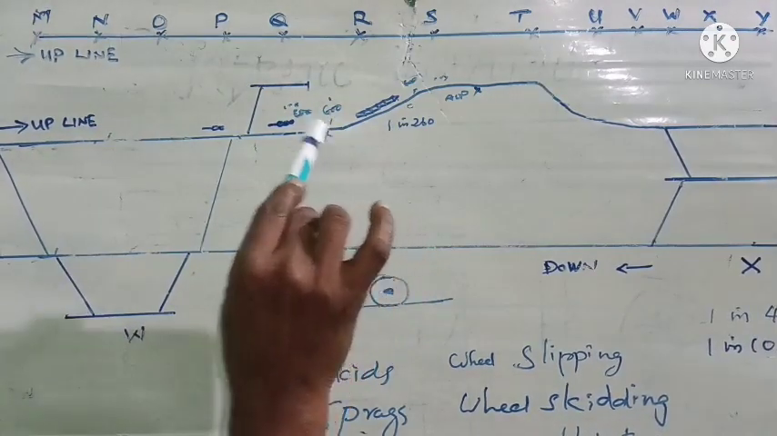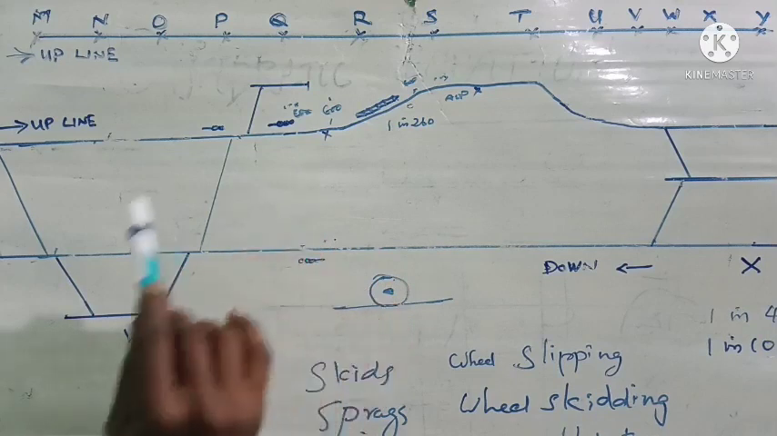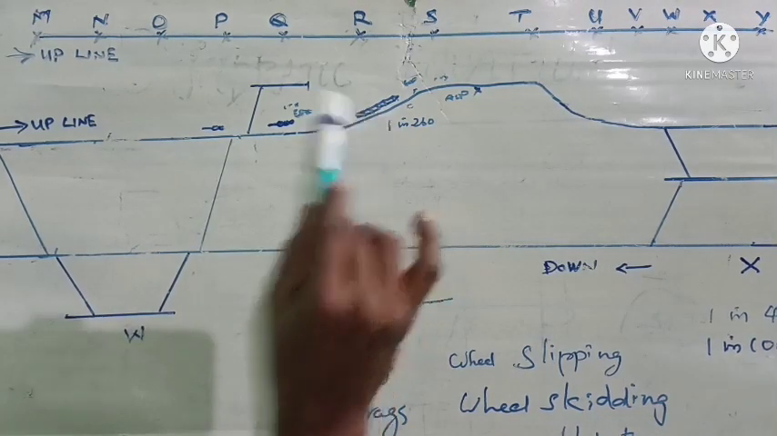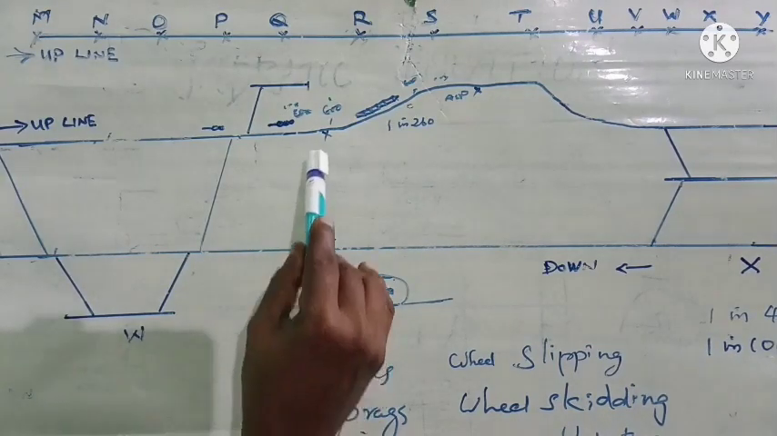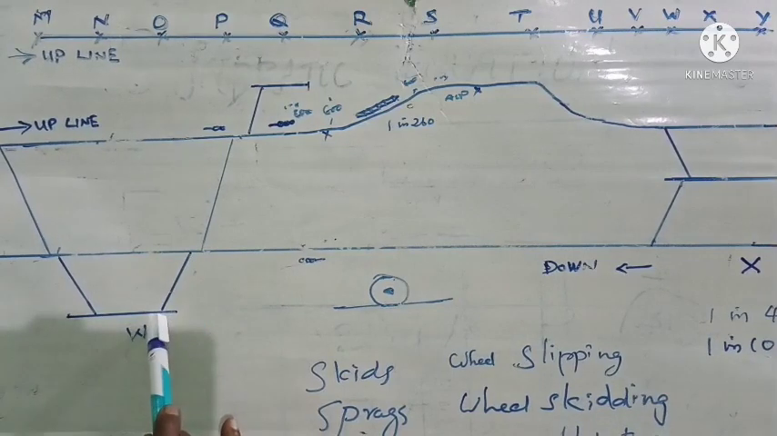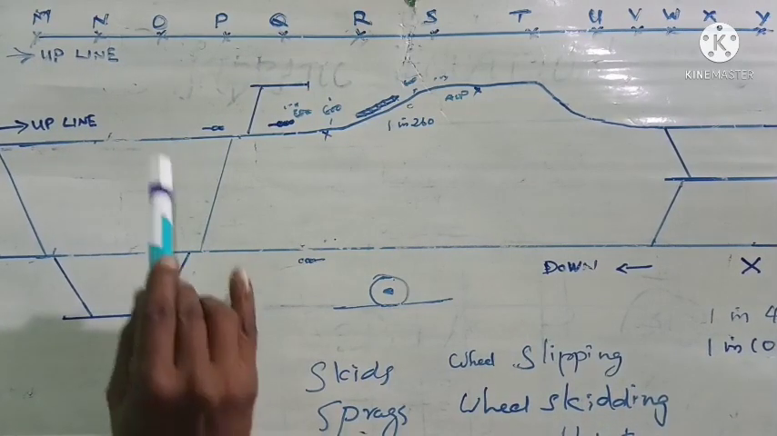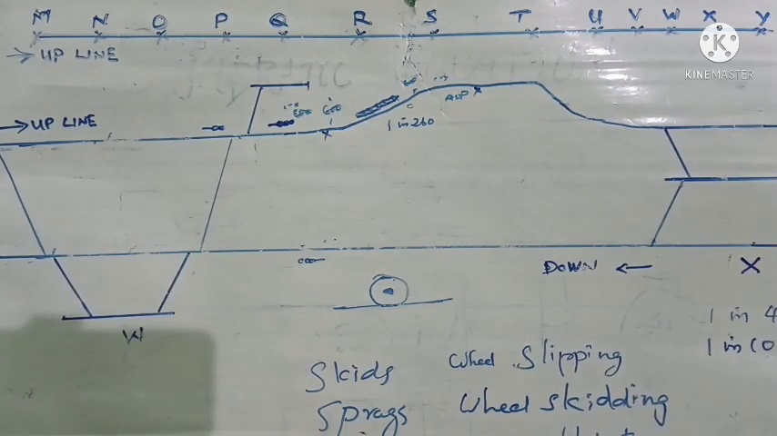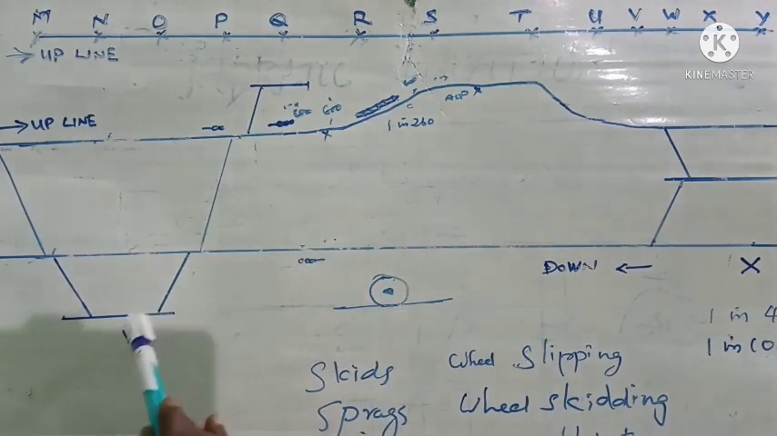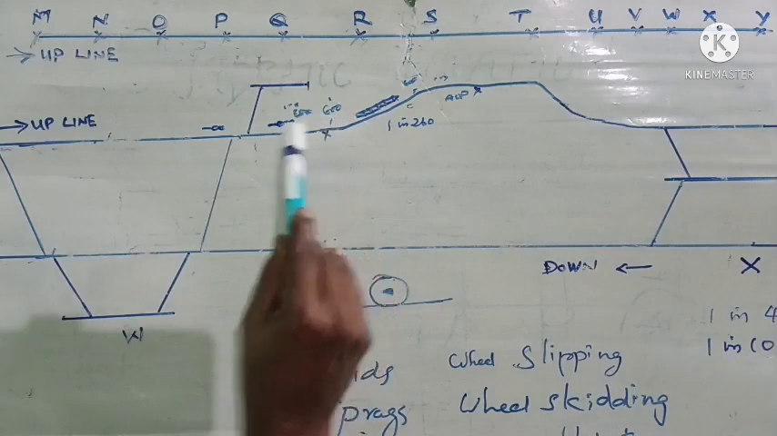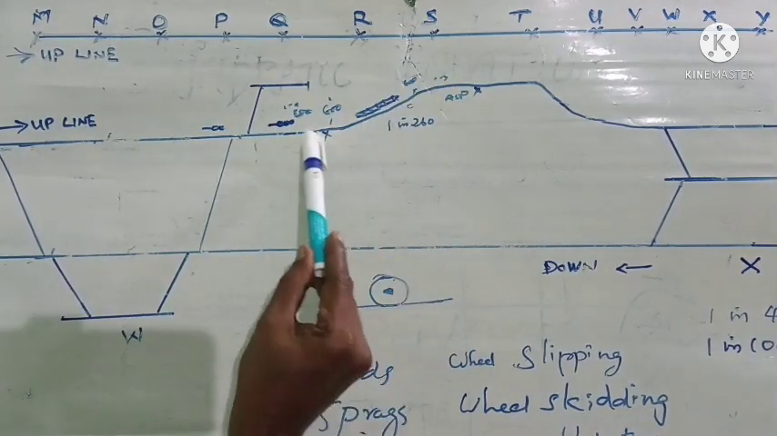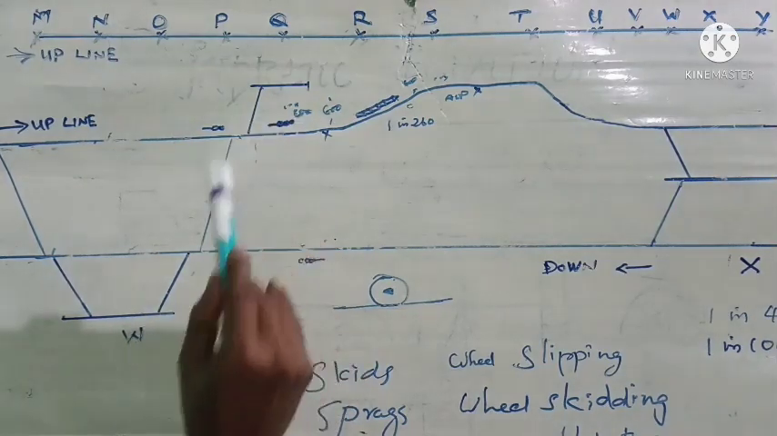Anyhow, before handing over this memo to the station staff to hand over to the loco pilot, it should be ensured that all these points are set favorable for the train and clamped and padlocked, because there is no signal governing this movement of this train. This advanced starter is towards the up direction, so there are no signals governing this movement.